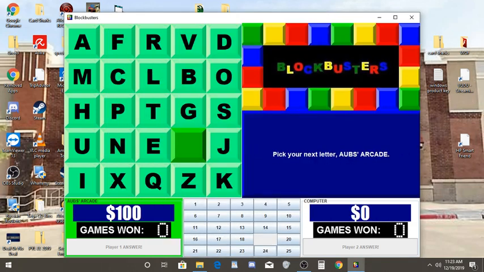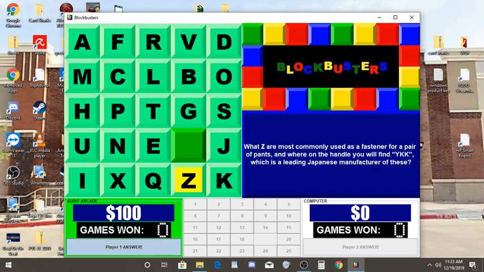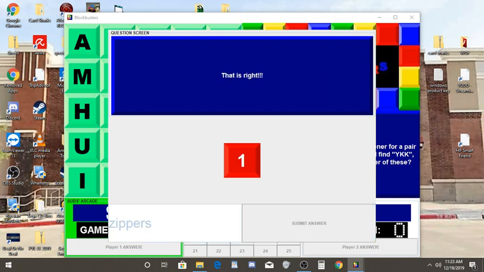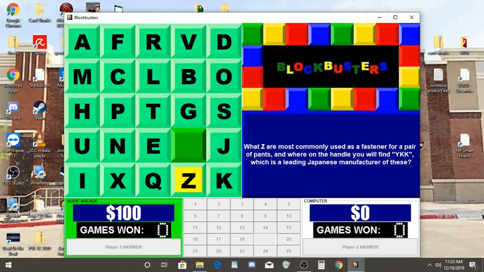I'll try Z. Okay. What Z are most commonly used as a fastener for a pair of pants, and where on the handle you'll find YKK, which is a leading Japanese manufacturer of these? Zippers. That's right. Zippers. Correct. We got that one. Let's go with G.